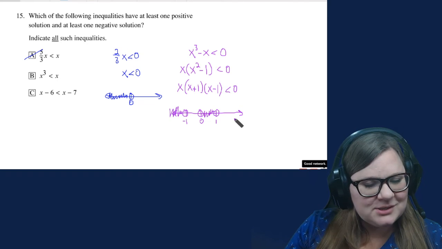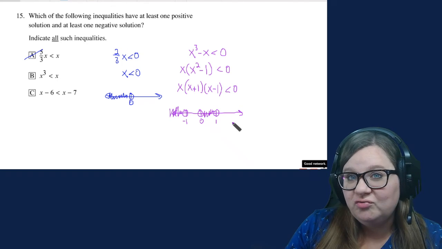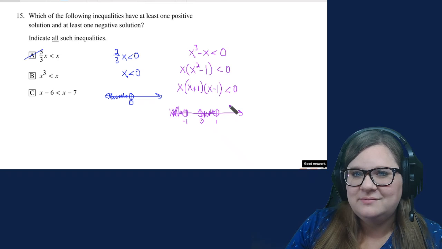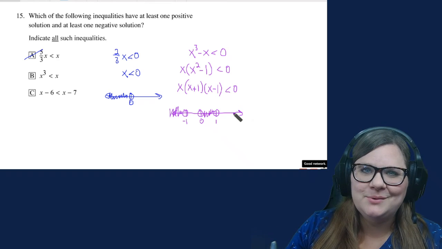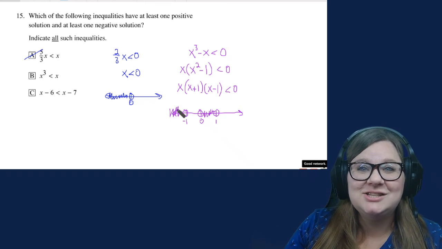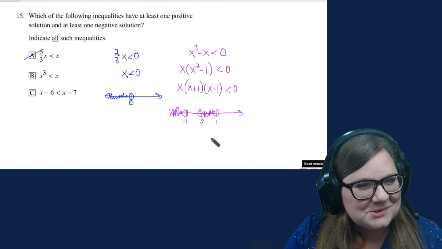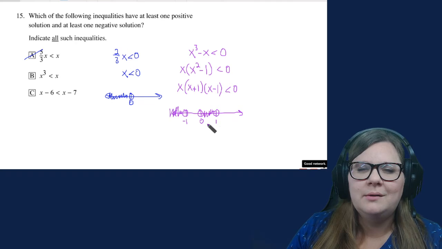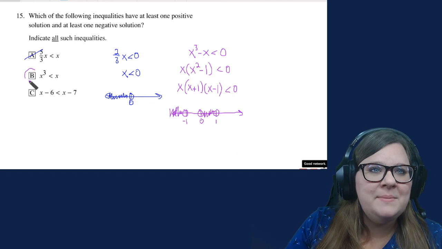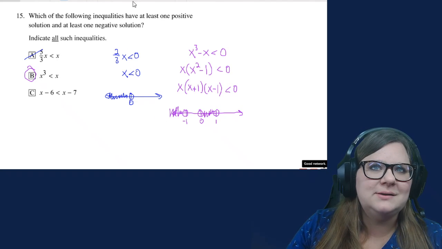And then if I plug in something to the right of here, let's say 2, I get a positive, positive, positive, which comes out positive. So no go. All right, so I have solutions here that are negatives. I also have solutions that are positives. Therefore, I have fulfilled the requirements of what the question asked me for. B is a valid answer.